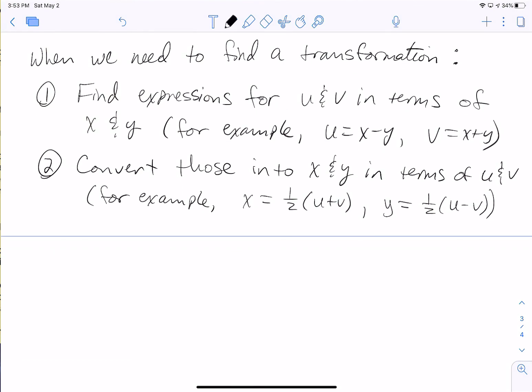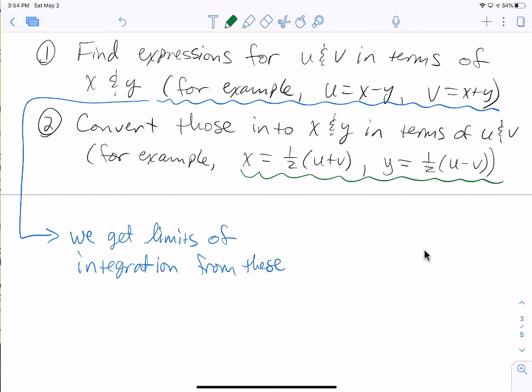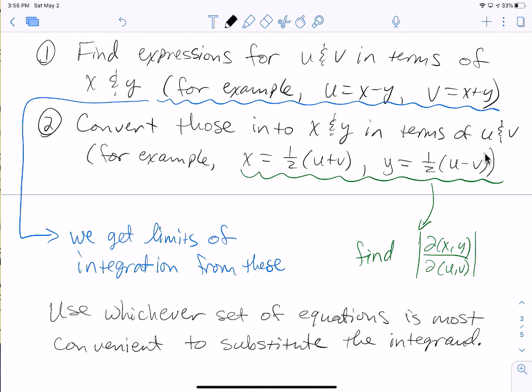The first set of equations that we just wrote gives us our limits of integration. The second set of equations gives us our Jacobian. Our tip-off that we need to use the second set of equations is that the Jacobian is made of partial derivatives of x and y with respect to u and v, which are in the bottom part of that expression. And don't forget that we need the absolute value of the Jacobian. Depending on the integrand, we could use either set of equations to substitute in the integrand. In fact, use whichever set of equations is most convenient to substitute into the integrand.